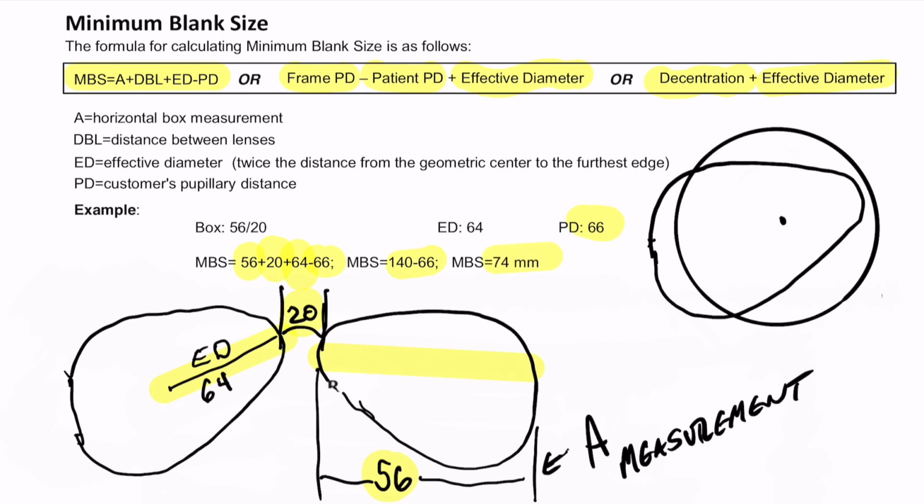What is minimum blank size, you may ask? If you look at the example over here, we have the lens, which is the lens we need to cut out in this. We move the optical center over to where it needs to be decentered to, because in this particular case, it needed to be decentered over to here to match the patient's PD. And when that happens, we then miss cutout over here because the lens is not large enough. So we need a larger lens because of the fact that it has to be decentered.